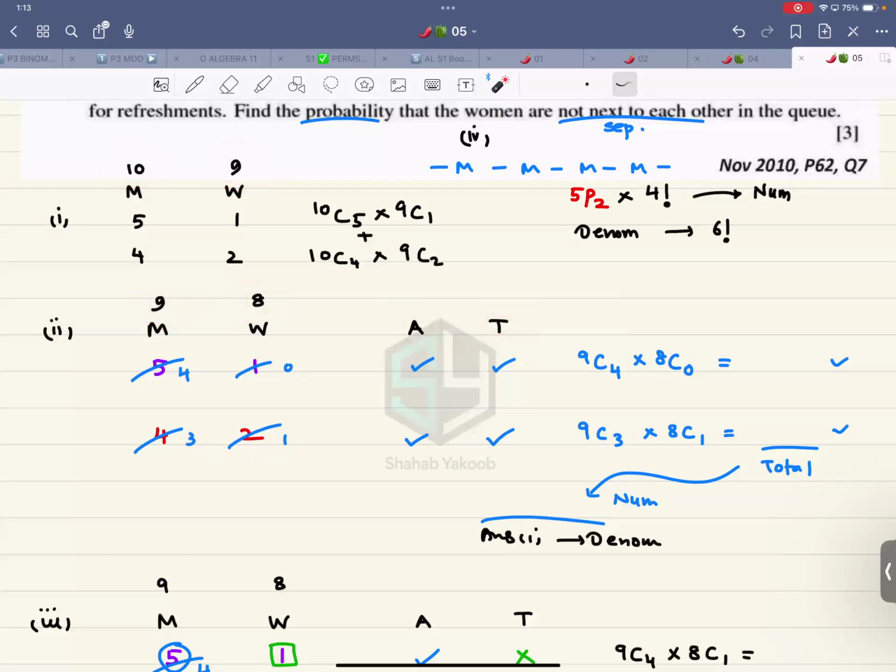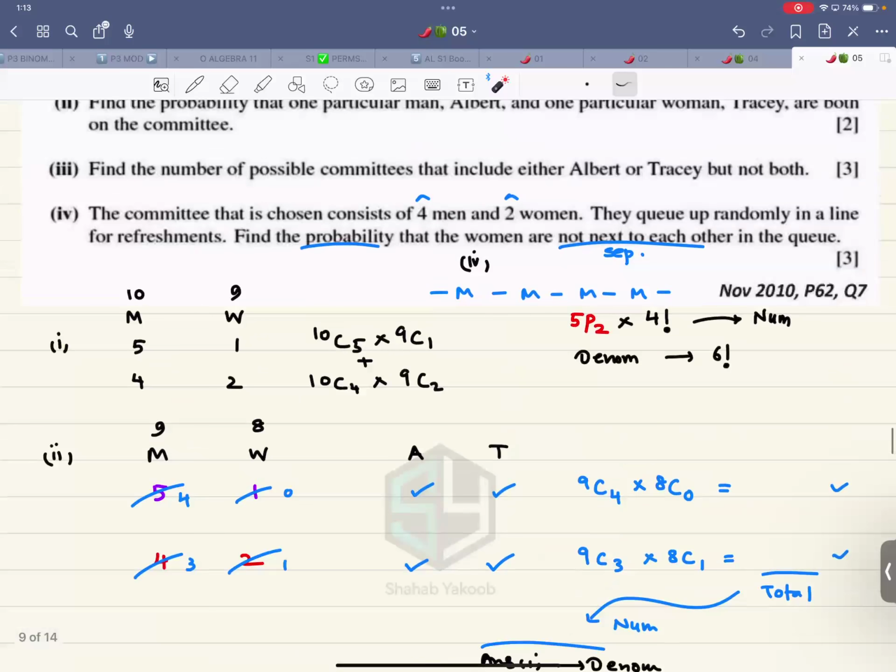Got it? So that is 9C4 into 8C0. This, if you want to write, that is 1C1 into 1C1. And this is 9C3 into 8C1 into 1C1 into 1C1. That comes out to be this. You add it up, you get the answer. That is the numerator. Answer of part 1 is the denominator. That is the number of all the committees that can be formed.